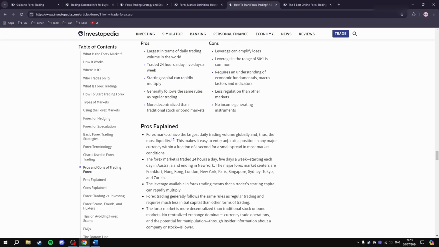What does that mean, no income generating instruments? So something which automatically generates you income? Is that what they're saying?